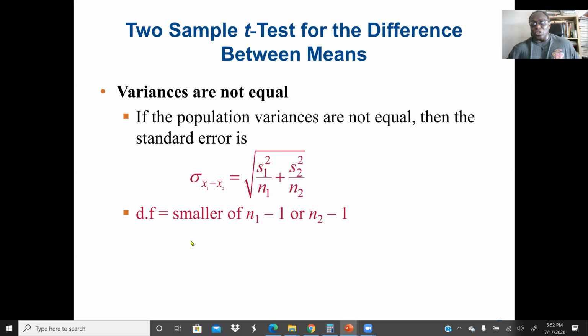Then the degree of freedom will be the smaller one of N1 minus 1 or N2 minus 1. So if the sample size for the first one is less, then that will be our degree of freedom. If the second sample size is less, then that will be our degree of freedom. The smaller of the two, minus 1.